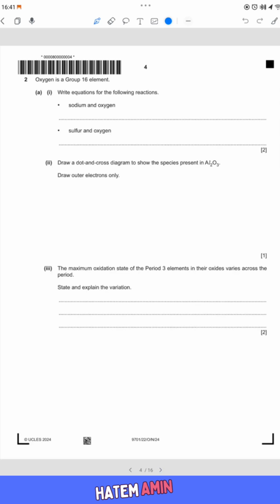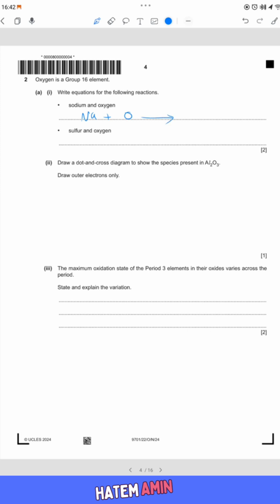Question number 2. Oxygen is a group 16 element. Write the equation for the following reactions: sodium and oxygen, and sulfur and oxygen. So he is talking about group number 16. What do we have here? We have sodium. We need to write the equation between sodium and oxygen. Now we wrote the elements.